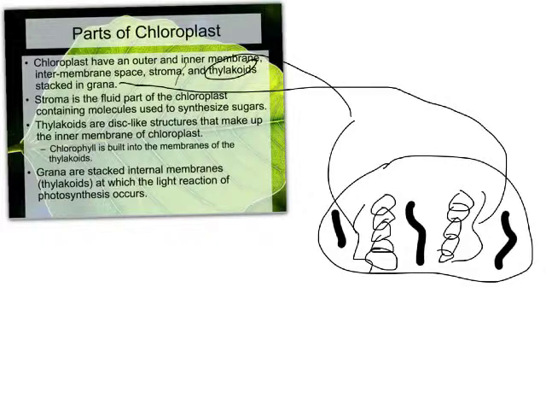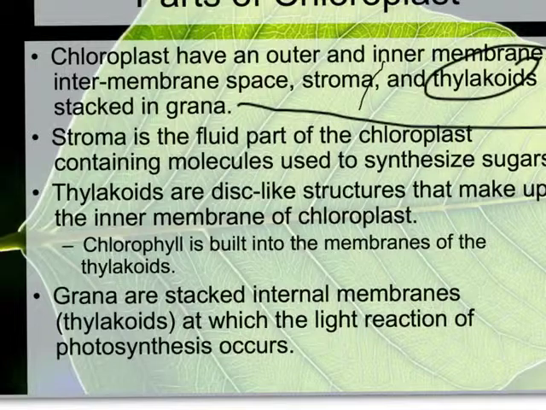The thylakoids themselves are disc-like structures. Their job is to have the light reaction of photosynthesis occur during that stage. There's the grana or thylakoid, and this is actually where the light reaction of photosynthesis occurs. I'm going to go on to the next slide.